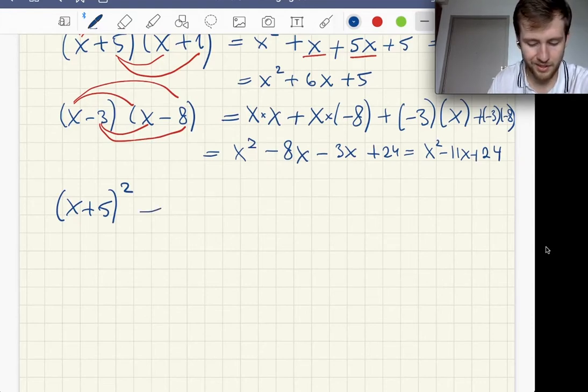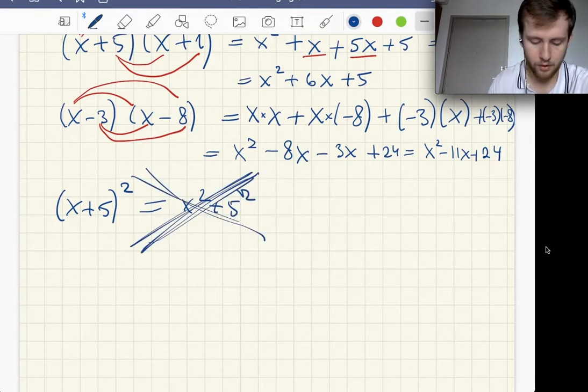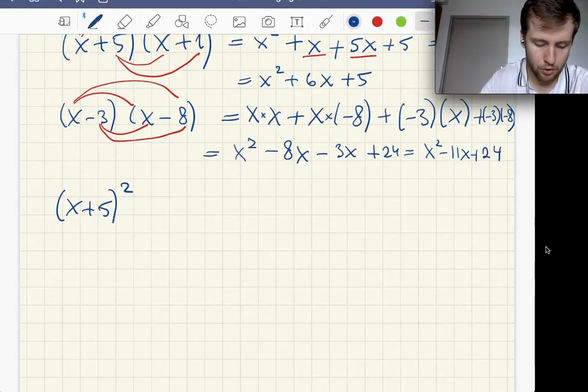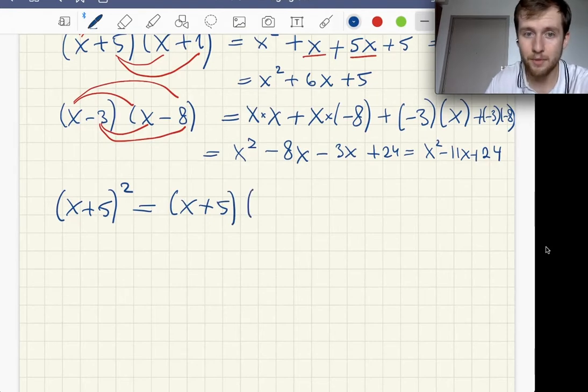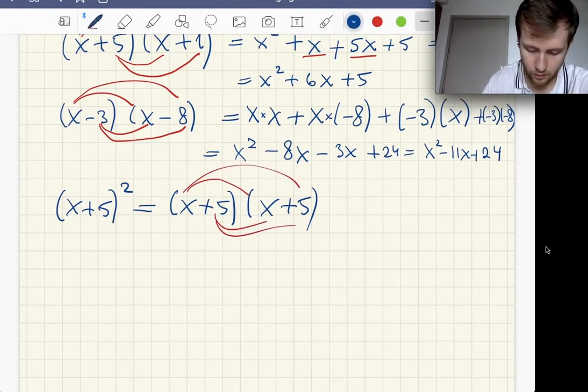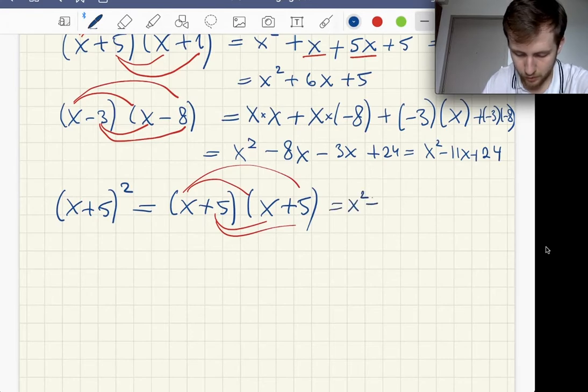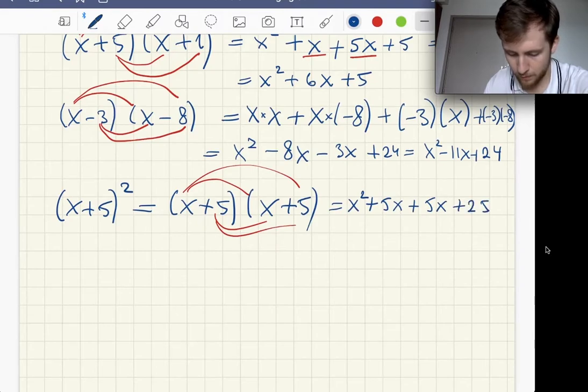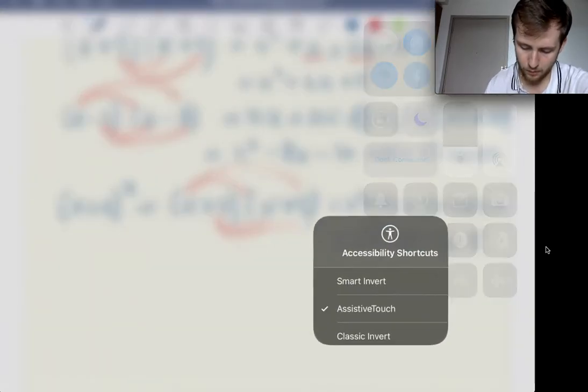So again, it's not equal to x squared plus 5 squared. No, it's not. This is not right. This is not how you do it. The way to do this is actually equal to x plus 5 times x plus 5. And then you just do the normal thing like we just did. So we do this times this times this. Is equal to x squared plus 5x plus 5x plus 25, which is equal to x squared plus 10x plus 25.